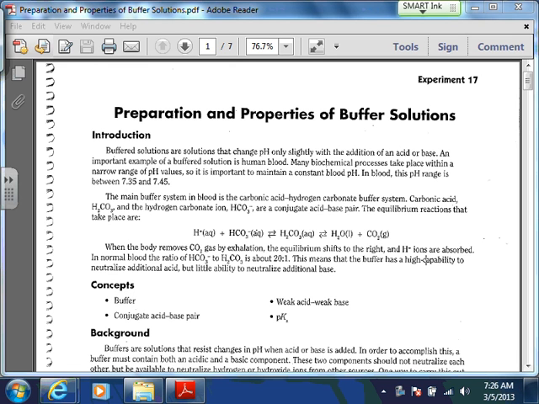Okay, let's go ahead and talk about the preparation and properties of buffer solutions lab. This is a cool lab. I especially like the last part of it. The first part is useful because it gives you a good idea of what happens when you add strong acid or strong base to a non-buffered solution versus when it's in a buffered solution. But I think the real value in this is showing you how to prepare a buffer solution at a specific pH.